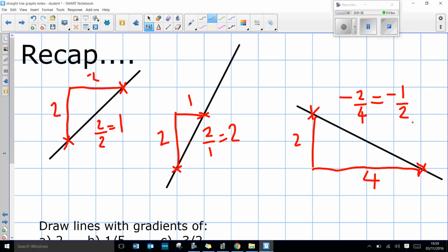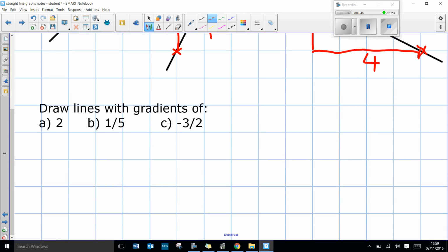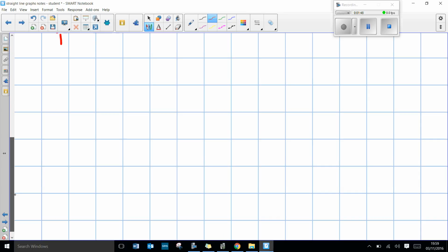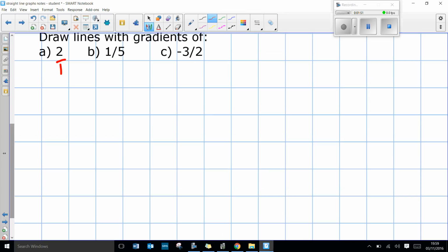If we're asked to draw a line of a given gradient, first of all we need to make sure it's a fraction. So for 2 it would be changed to 2 over 1. We then take our starting point and we follow our rise and run. So rise 2, run 1. Rise 2, run 1. Always try to have 3 points to join up rather than just 1.